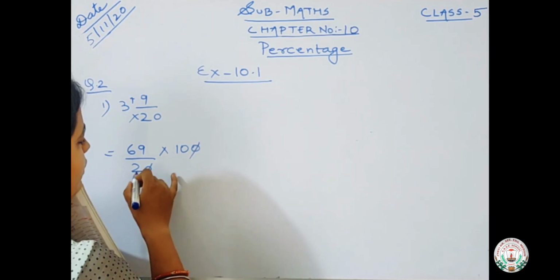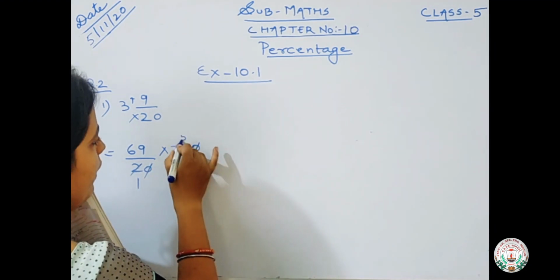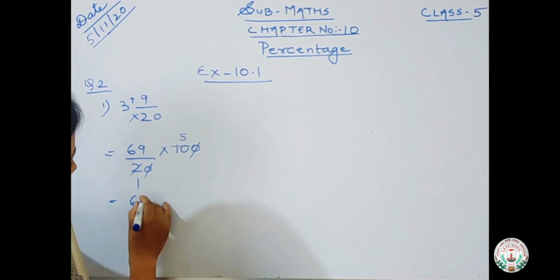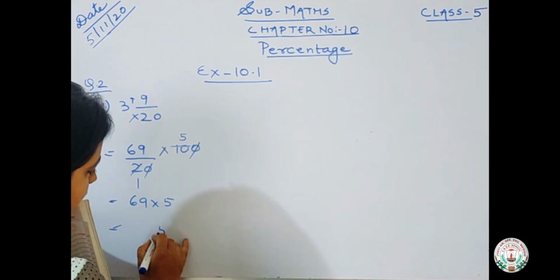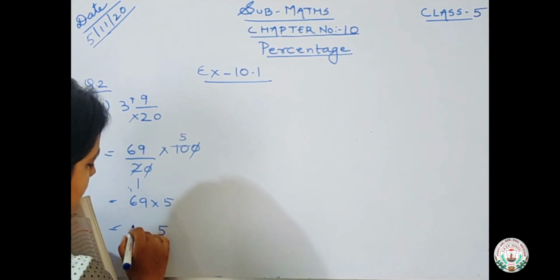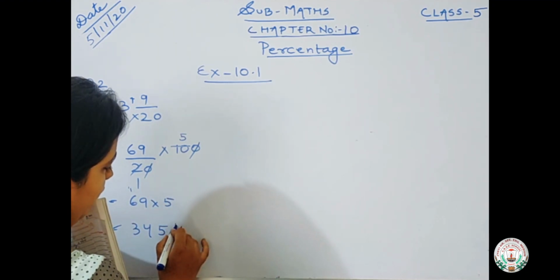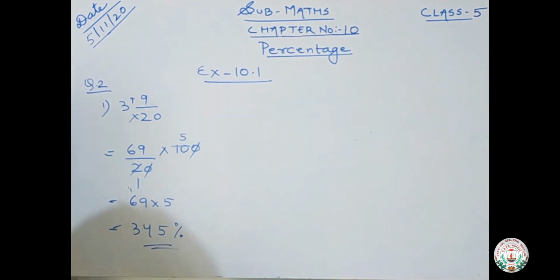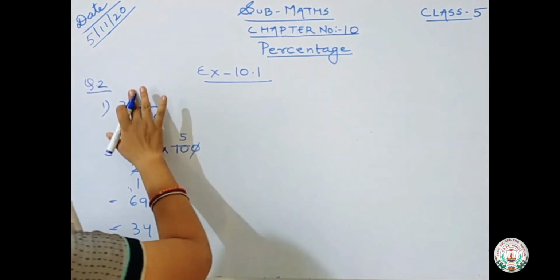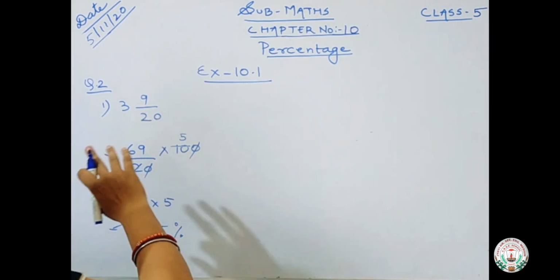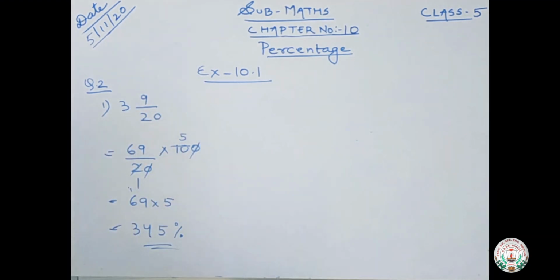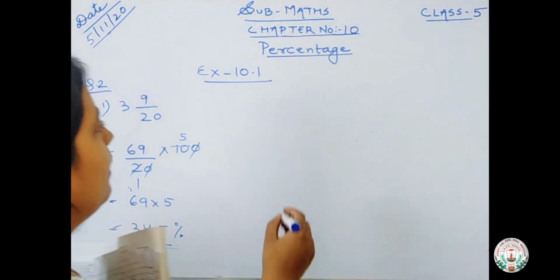1 0 1 0 cancel out. 2 1s are 2, 5 2s are 10. Then we will just multiply the left out. 5 9s are 45, 5 4s are 20, 20 plus 4 is 24, carry 3, 3 and 4 is 345%. So what is our answer? Answer is 345%. Remember one thing, whenever the fraction is given in mixed fraction, first you will change it into a proper or improper fraction, then we will solve.